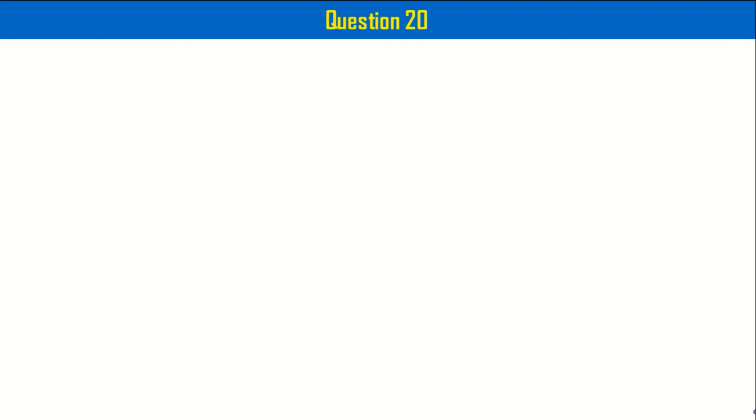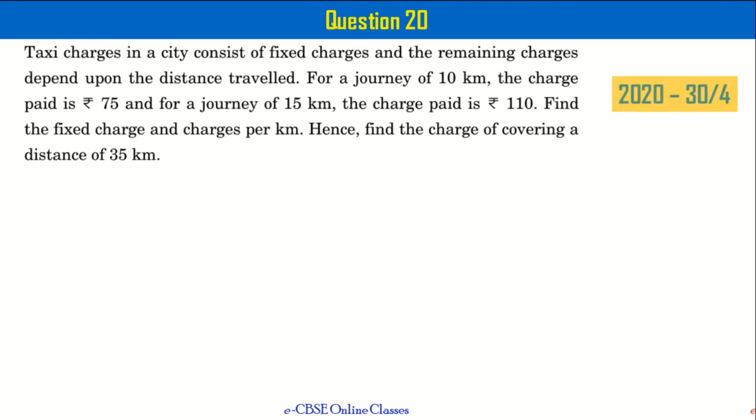Let's go to the next question, that is, taxi charges in a city consist of fixed charges and the remaining charges depend upon the distance traveled. For a journey of 10 kilometers, the charge paid is 75 rupees, and for a journey of 15 kilometers, the charge paid is 110 rupees. Find the fixed charge and the charges per kilometer, and find the charge of covering a distance 35 kilometers.